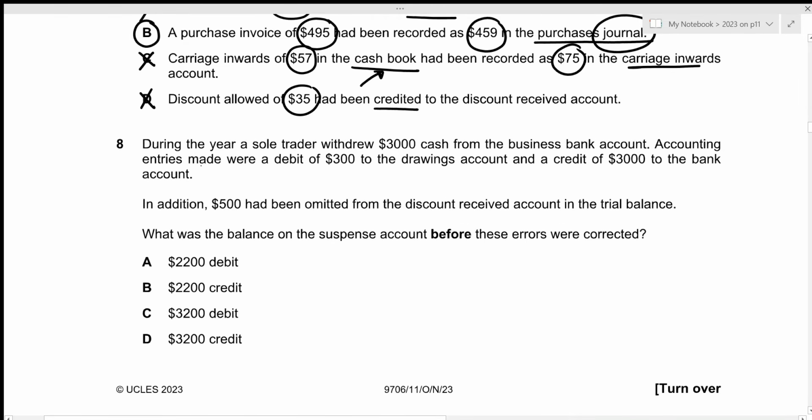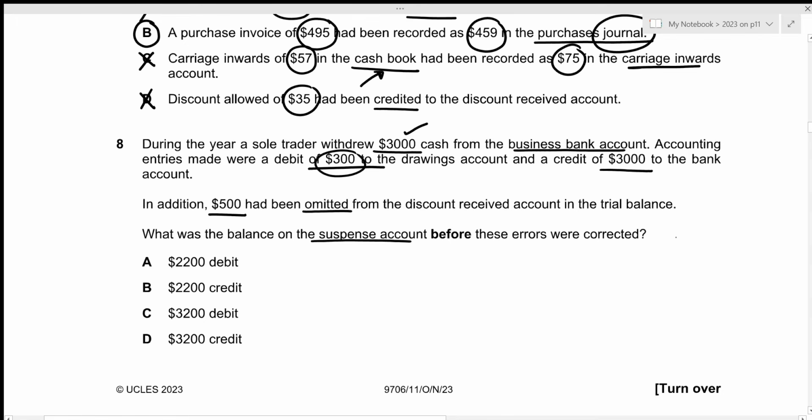Now for the eighth question, during the year, a sole trader withdrew 3,000 cash from the business bank account. Accounting entries made were a debit of 300 to the drawings account and a credit of 3000 to the bank account. And remember, the error here is that 3000 was the cash drawings, but only 300 was recorded within our drawings account. In addition, 500 had been omitted from the discount received account in the trial balance. Now we need to figure out what was the balance on the suspense account before these errors were corrected.